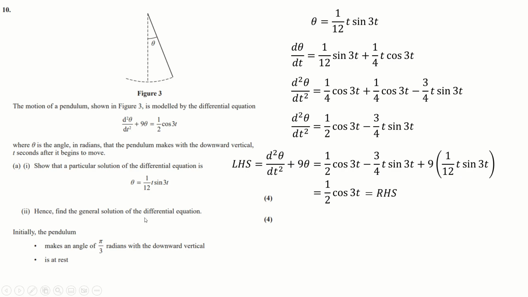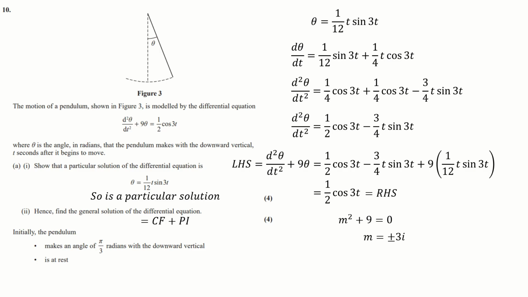Hence find the general solution of the differential equation. Well, the general solution is the particular integral, which we have here, plus the complementary function. To find the complementary function, we just ignore this bit over here and set this to be 0. Then we set up the auxiliary equation, replacing that with m squared, and this goes away because that's the linear term. We solve m squared plus 9 equals 0, which gives m is plus minus 3i.